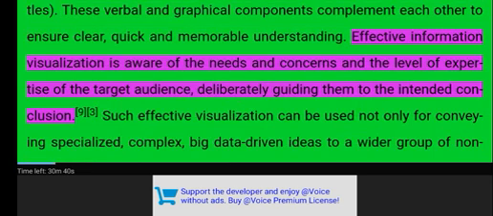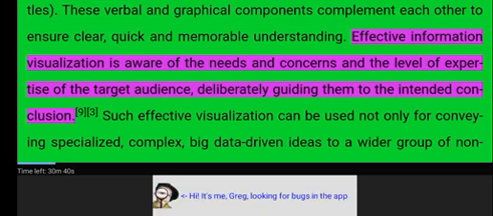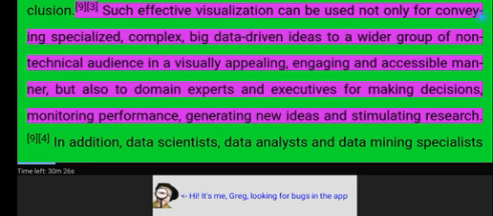Effective information visualization is aware of the needs and concerns and the level of expertise of the target audience, deliberately guiding them to the intended conclusion. Such effective visualization can be used not only for conveying specialized, complex, big data-driven ideas to a wider group of non-technical audience in a visually appealing, engaging and accessible manner, but also to domain experts and executives for making decisions, monitoring performance, generating new ideas and stimulating research.